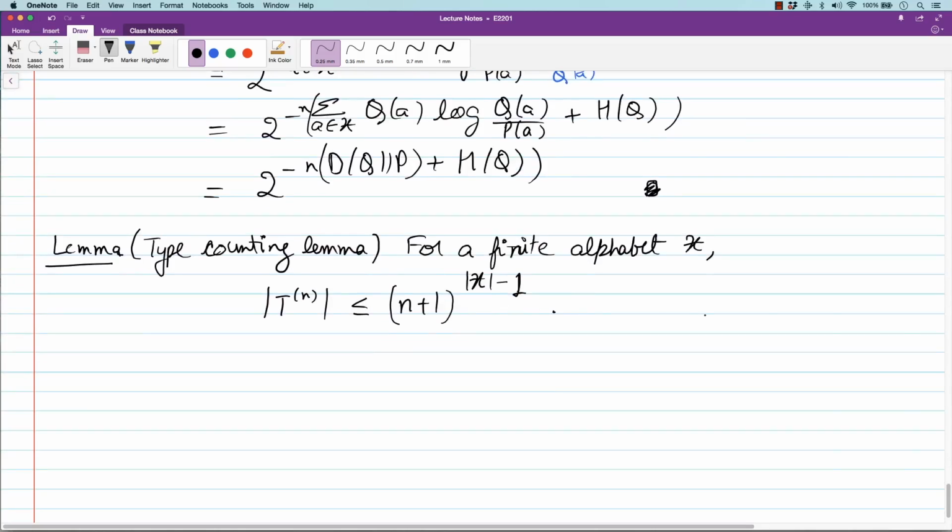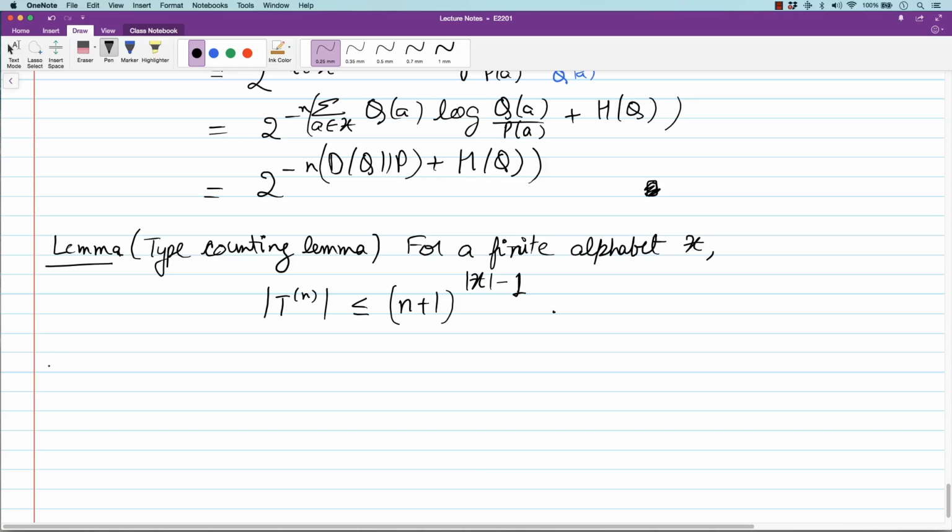That's the proof. Okay. So therefore, it's very interesting. There are only polynomially many types. For binary alphabet, there are just n plus 1 types, just linear in n. Although there are exponentially many sequences in n, there are only polynomially many types. That's an important property about the number of types.